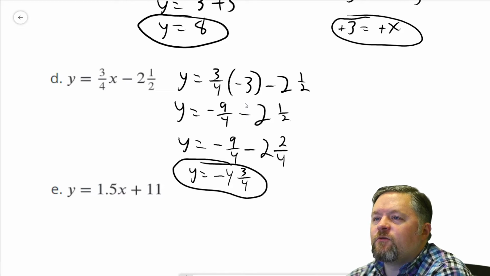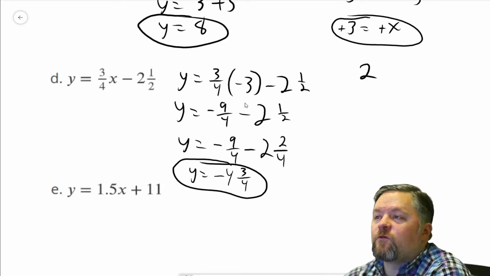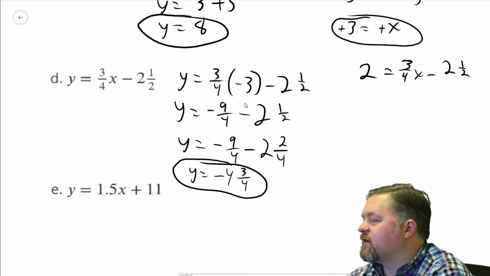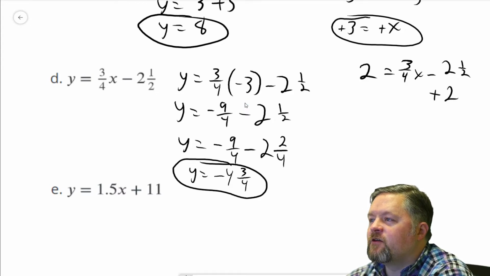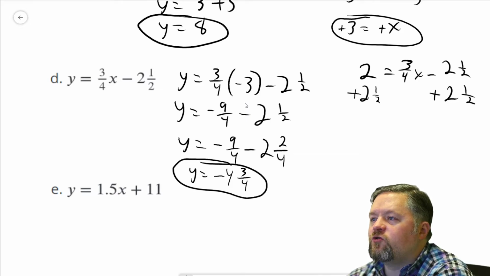Now we want to do it where y equals 2. So substitute in 2 for y. 2 equals 3/4 x minus 2 1/2. How do we get rid of subtracting 2.5? We add 2.5. Do it to one side, do it to the other. So 2 plus 2.5 is 4 1/2.